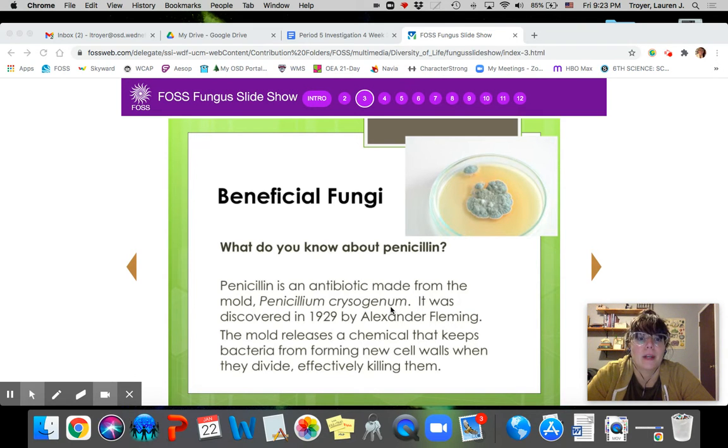But where does it come from? It's made from a mold. The mold is called Penicillium chrysogenum. It was discovered in 1929 by Alexander Fleming. So this guy had petri dishes in his lab, and he left them open for some reason and kind of left, and maybe went to lunch or something.